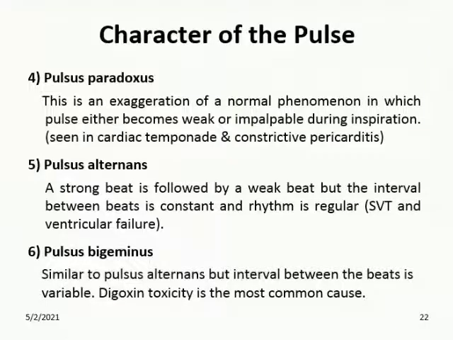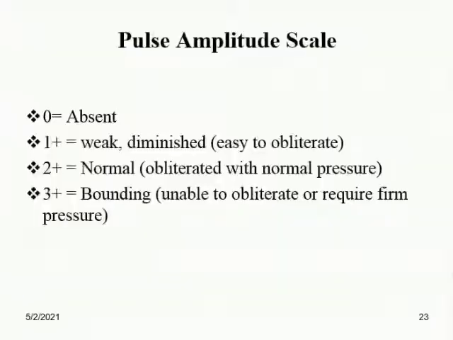Pulsus alternans. A strong beat is followed by a weak beat, but the interval between beats is constant and the rhythm is regular. This is normally found in supraventricular tachycardia and ventricular failure. Pulsus bigeminus. Similar to pulsus alternans, but the interval between the beats is variable. Digoxin toxicity is the most common cause.